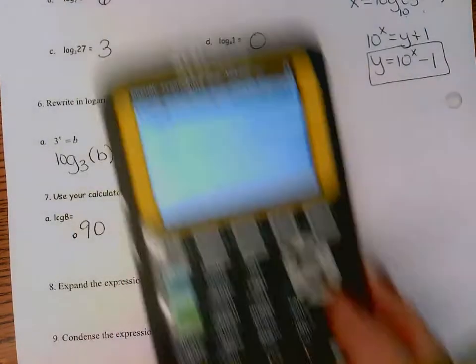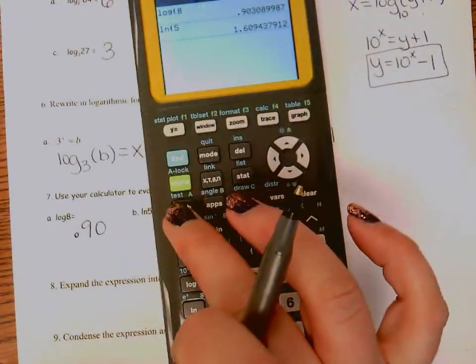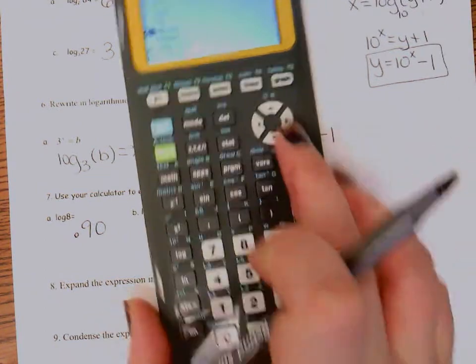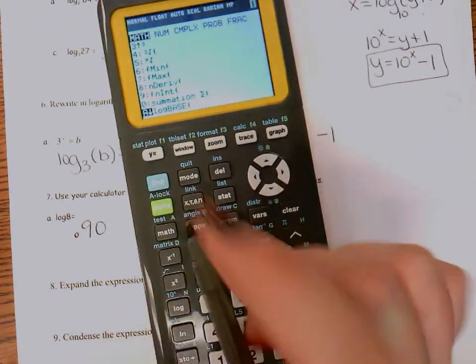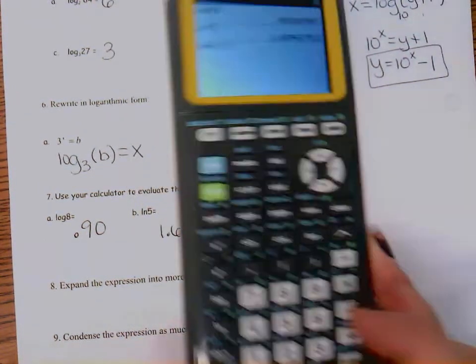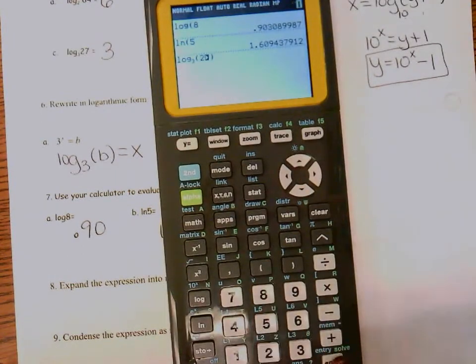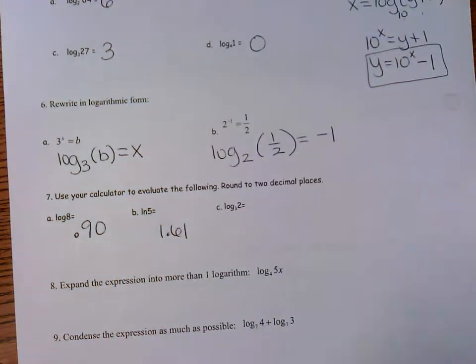And to find the change of base key, you go under the math key and go all the way down to log base. I want the base to be 3 and the inside number to be 2. 0.63 is the answer.